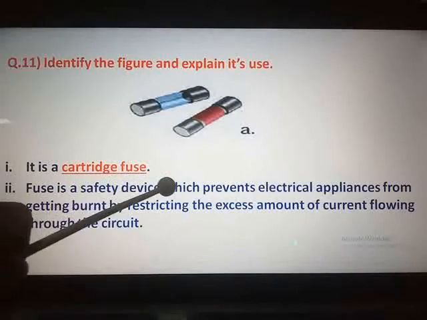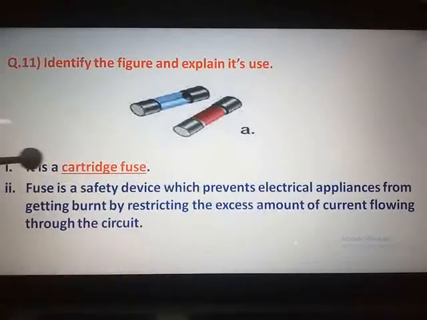Fuse is a safety device which prevents the electrical appliances from getting burnt by restricting the excess amount of current flowing through the circuit. Now this use I have mentioned from my side. Any other use of fuse, you can write on your own. Only identification is a must.